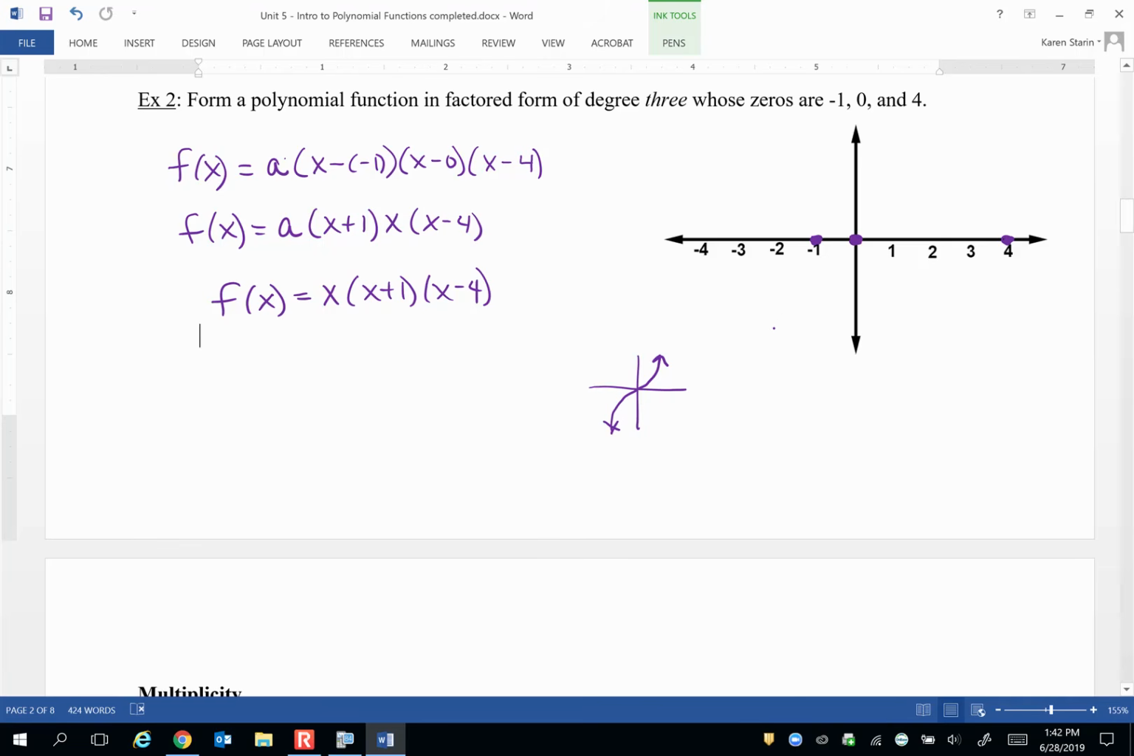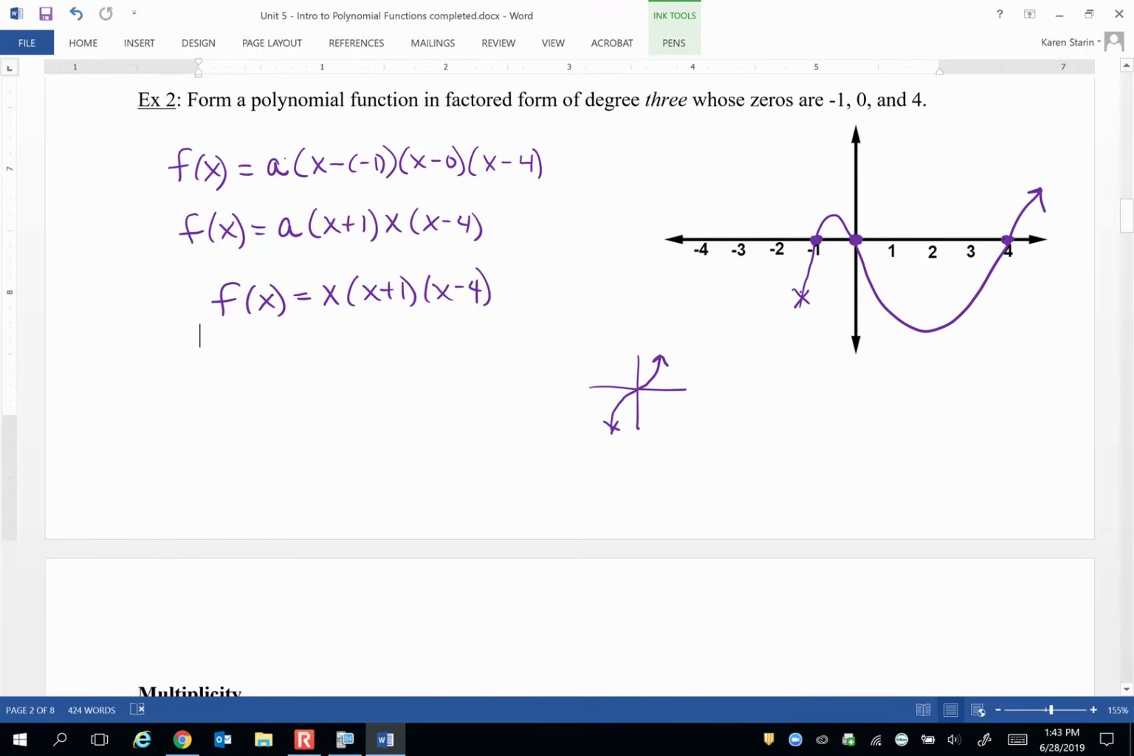So I know I have to cross through -1. I also have to cross through 0, and I have to finally cross through 4. Now I'm getting a little bit ahead of our knowledge at this point because sometimes you don't always cross through, but for these we do. So our graph would look something like this. I didn't have to lift my pencil.